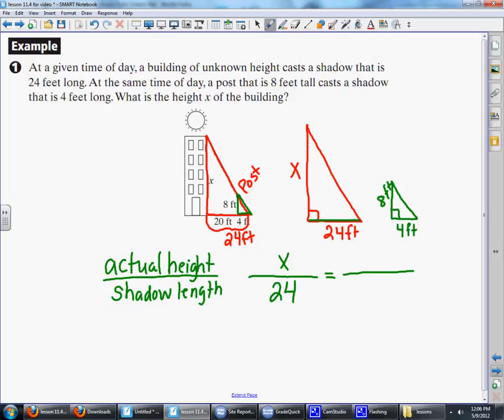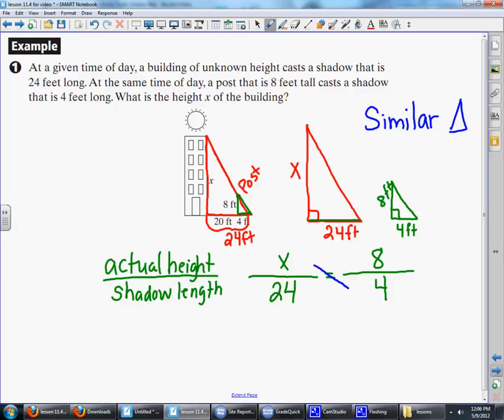And then we have the actual height of the pole, which is 8 feet, over its shadow length, which is 4 feet. Now we can set these equal to each other because these two triangles are similar triangles, so that's why we can use proportions.